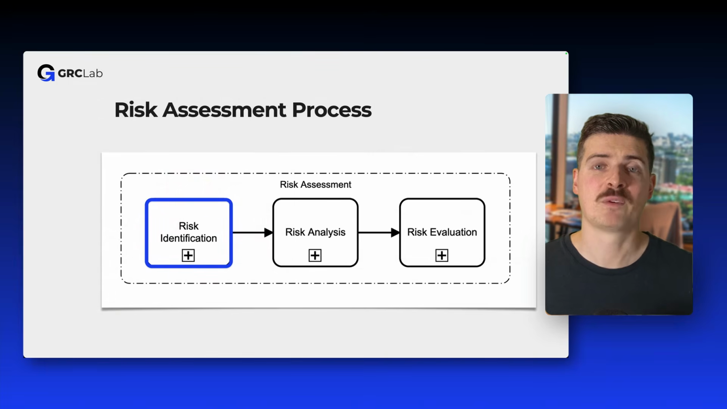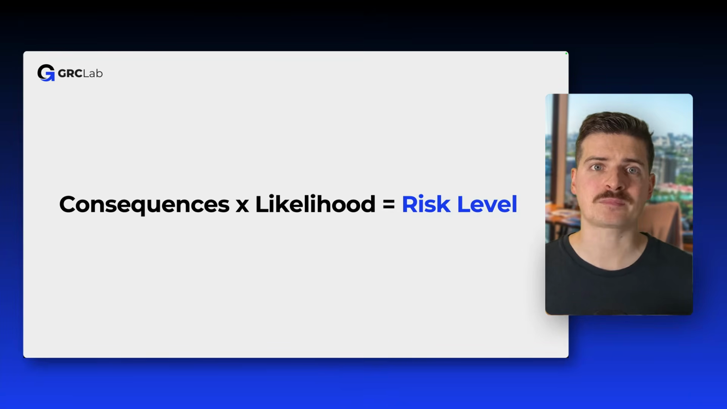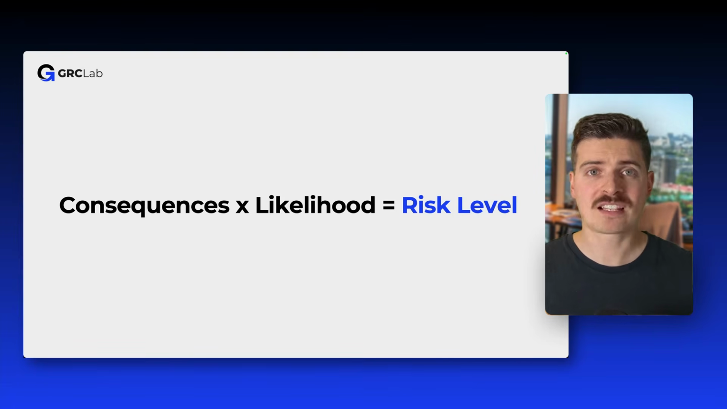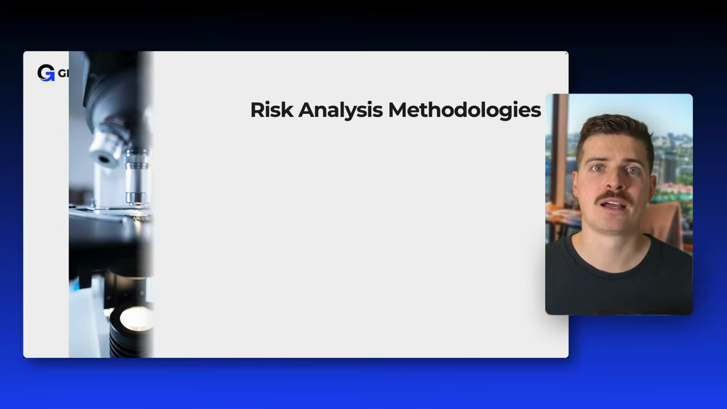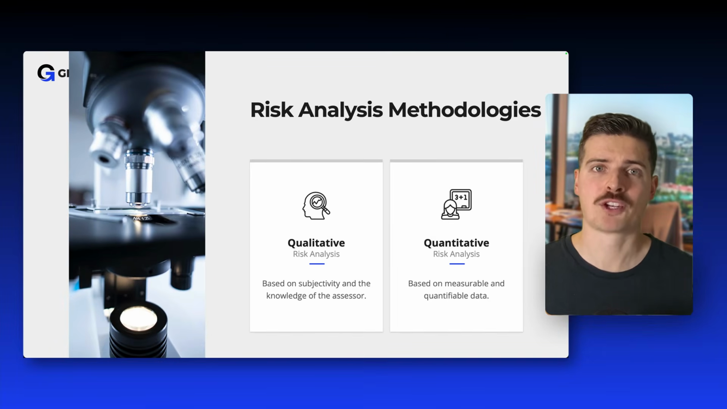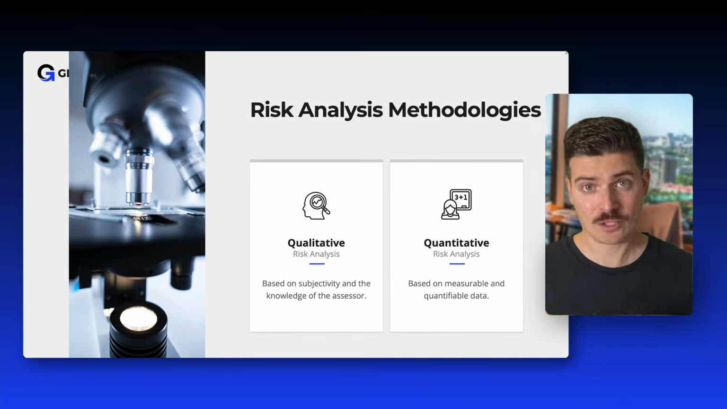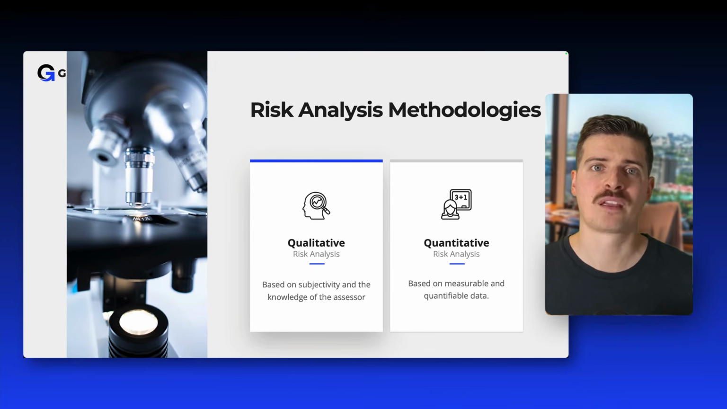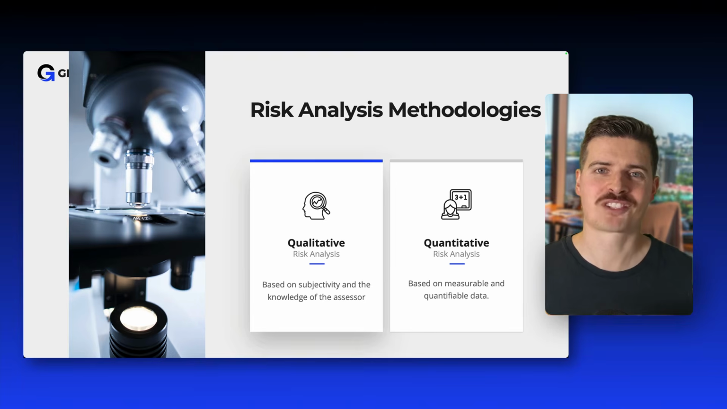Now, once identified, we move to risk analysis. This is where we determine the level of risk. And that's the second phase of our risk assessment process. Now, the goal of risk analysis is to determine the level of risk. Risk levels are determined by analyzing the impact or the consequences and the probability of a risk to materialize. There are two types of analysis methodologies: qualitative risk analysis and quantitative risk analysis. We'll cover qualitative risk analysis first.